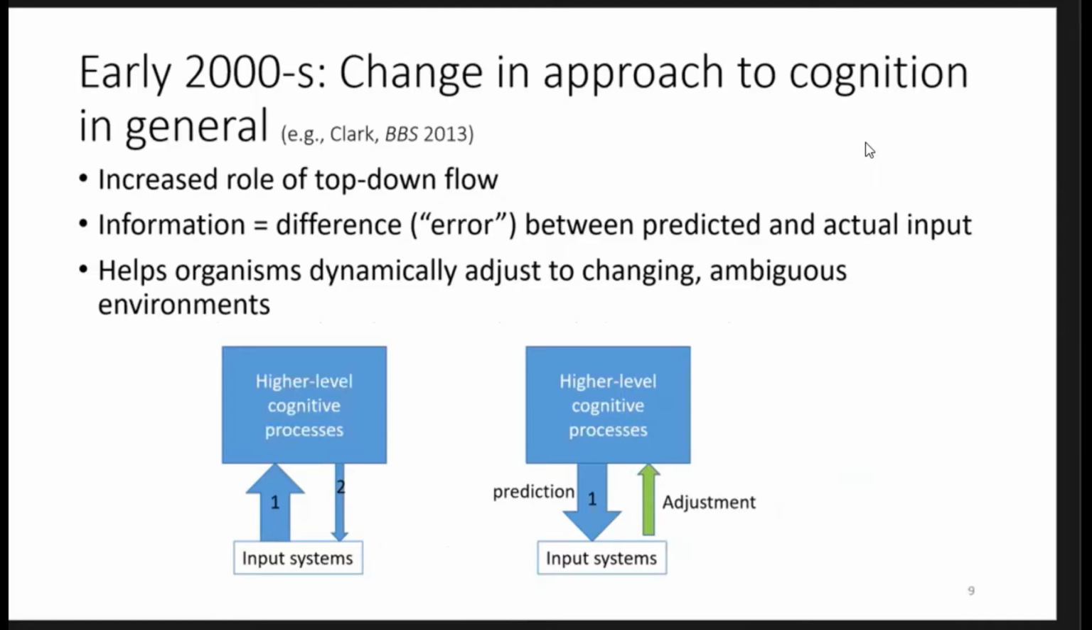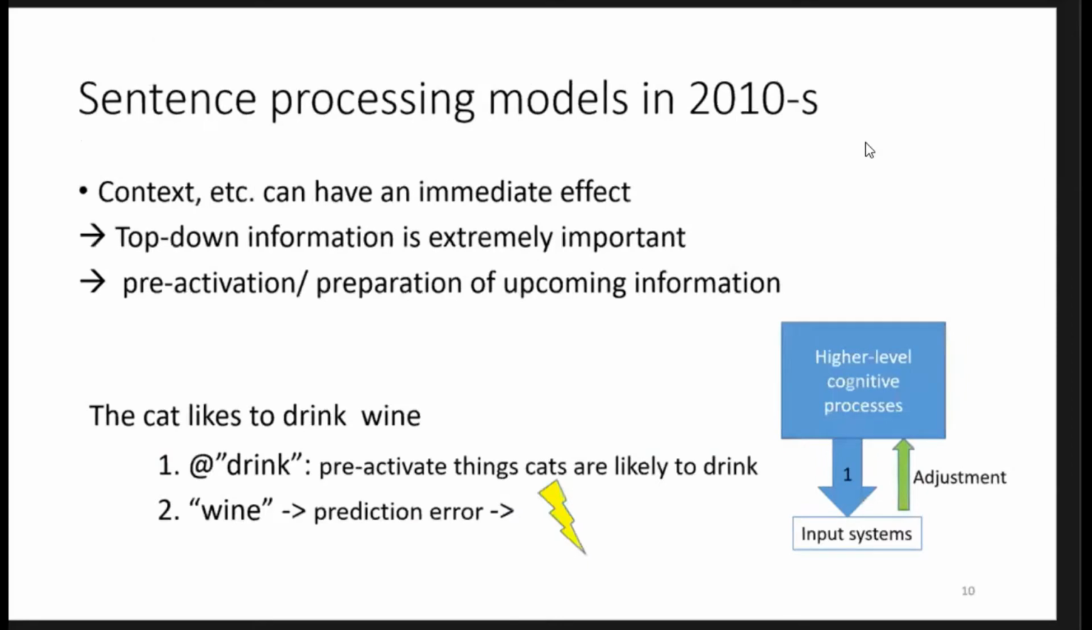That's the most important. And then you compare that to what you get bottom-up, and the difference that you get is the new information. That's what you use to learn. That's what you use to adjust your system to the environment. Okay, so the early idea was nixed, and everything is now focused on the role of predictive processing, with the idea that the input actually helps you adjust.